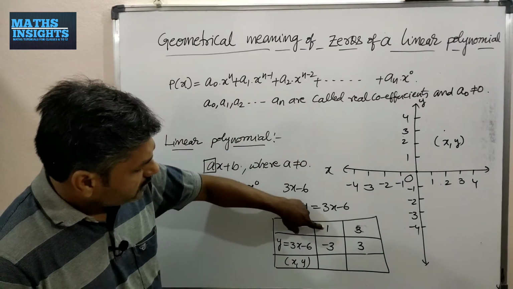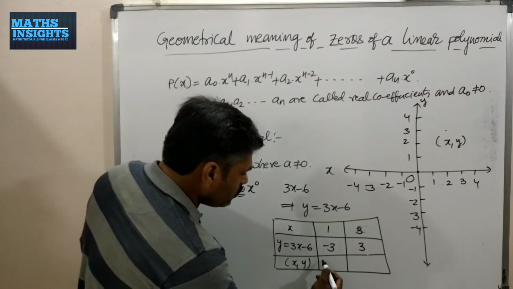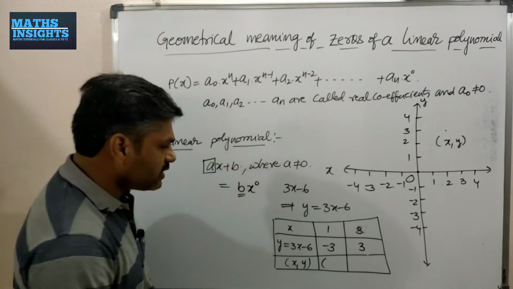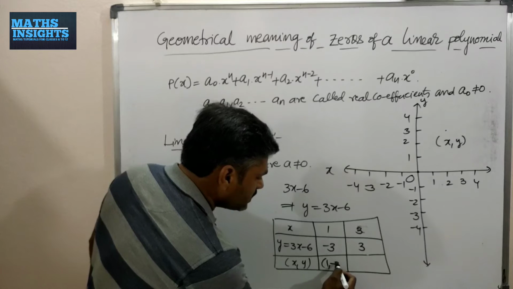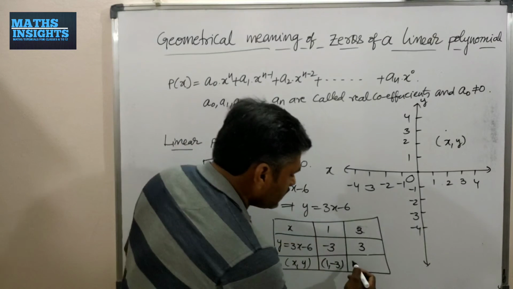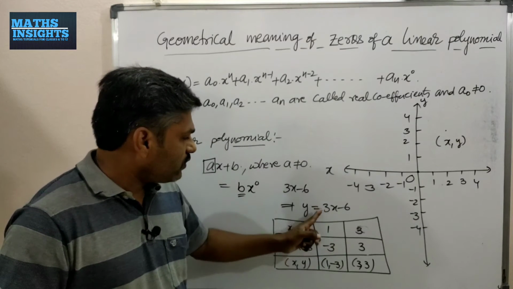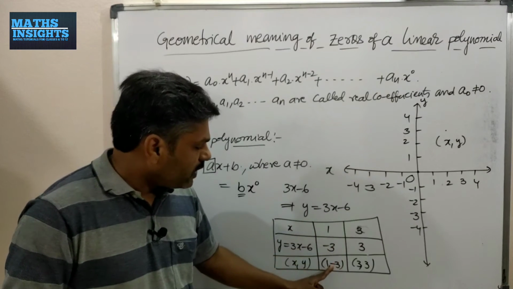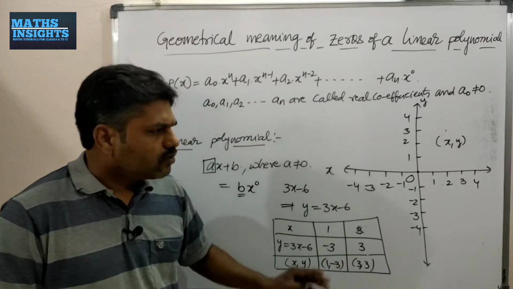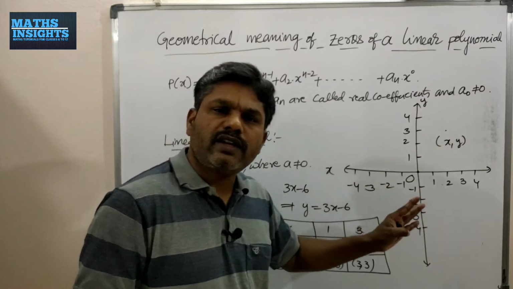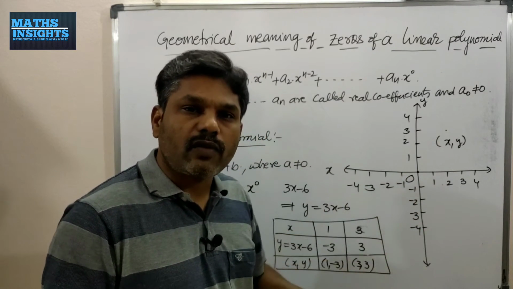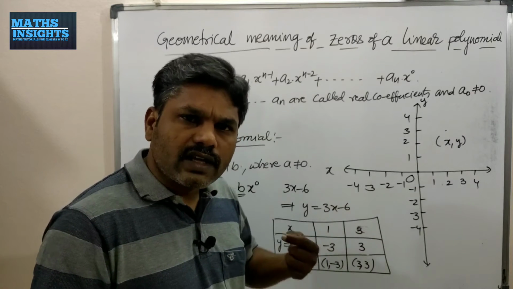Therefore after finding x and y values, you have to write the coordinates. See, this is 1 comma minus 3, and this is 3 comma 3. You have to draw the graph of this linear polynomial by using these 2 points. So I am going to the graph. I will explain it roughly, and we will take another problem in which we will solve clearly.